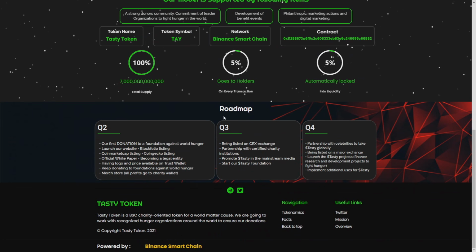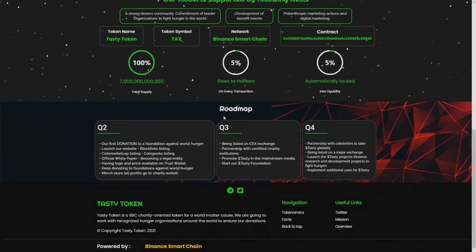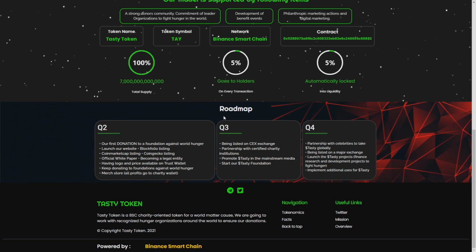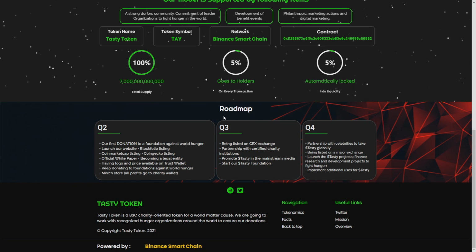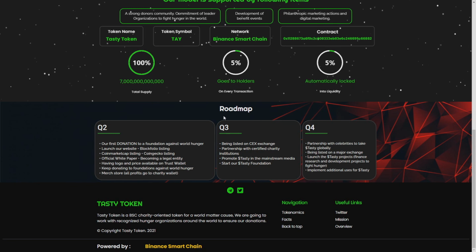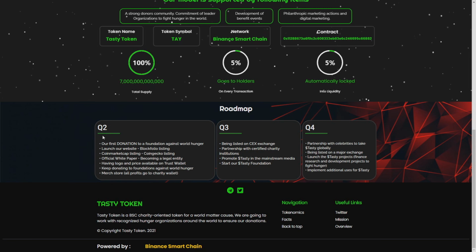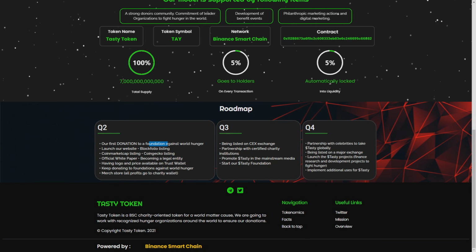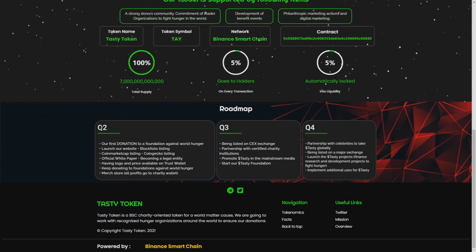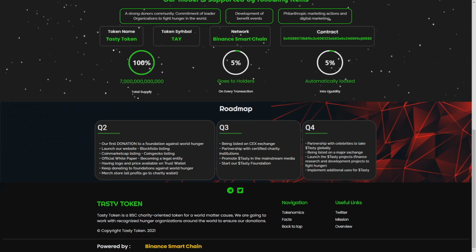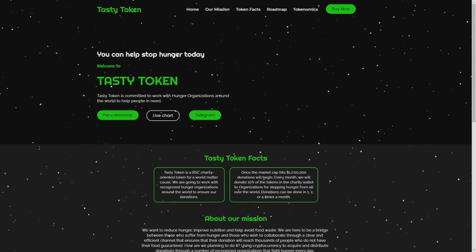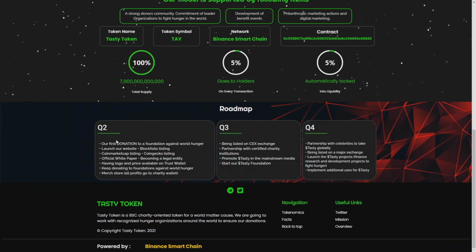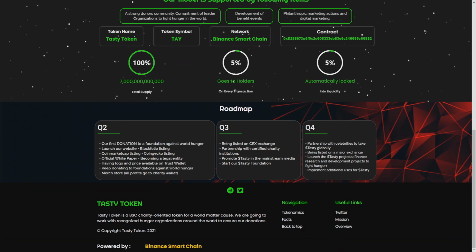But let's see the roadmap. The roadmap is really, really important for every project, because it's just the plans for this project, and by the roadmap you can see if the project is future proof and will it go up or down. So Q2 of 2021, our first donation to a foundation against world hunger. As you can see, in Q2 of 2021 they are planning to get 1 million market cap, so it's a really big project and I hope it will just go up and up.